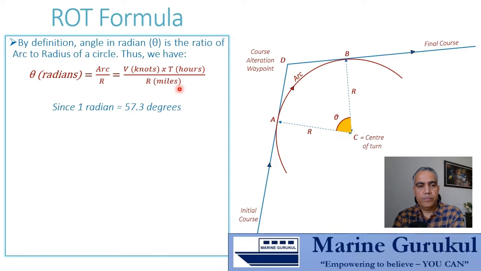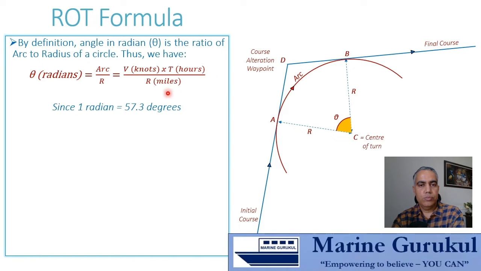Now in this formula, we would like to see the angle in the units of degrees. Degrees is the unit which we normally use on a ship. We do not use the radians. So we would like to see the angle here in degrees, and also the alteration of a ship is done in a matter of minutes, not in hours. So we would like to have the time here in minutes instead of hours. So let us convert these radians to degrees and hours to minutes.